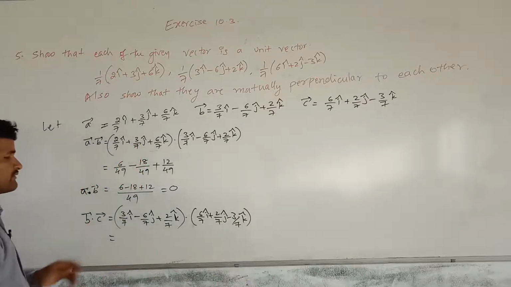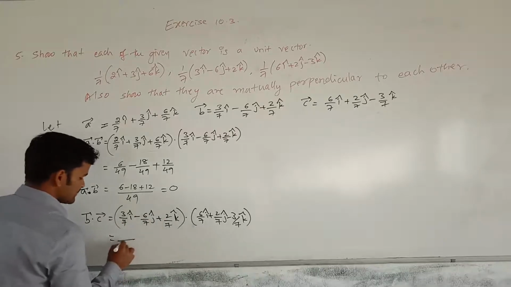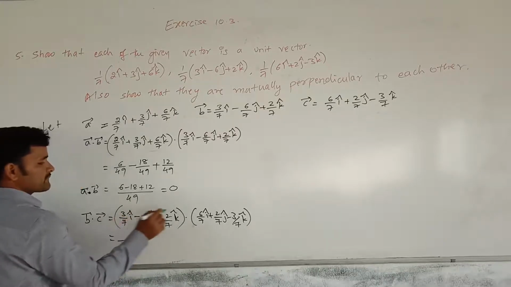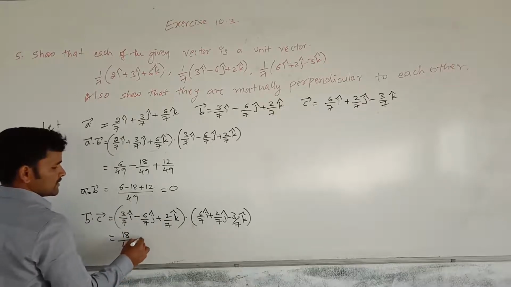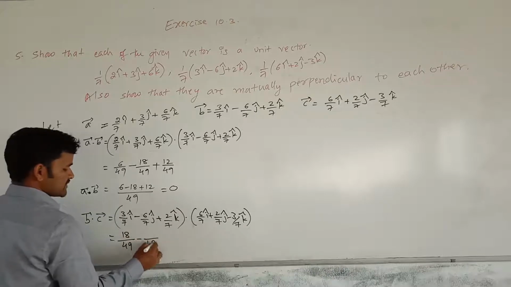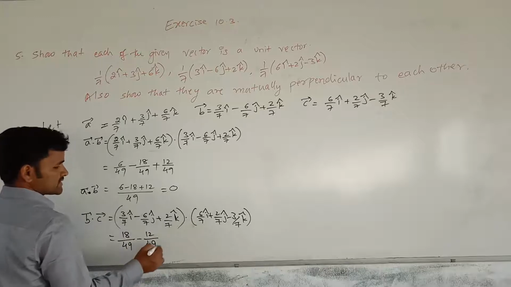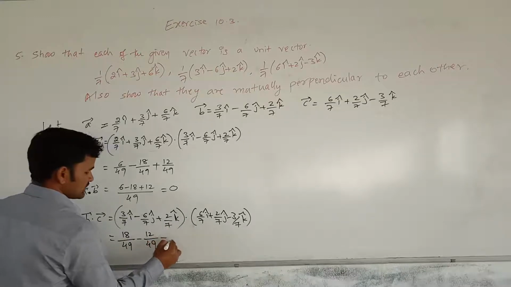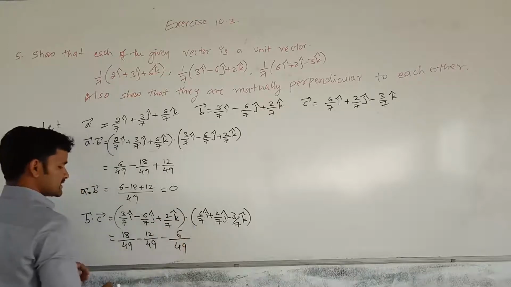Now, dot product of these two vectors. 3 by 7 into 6 by 7, 7 into 7 is 49, 6 into 3 is 18. Next, minus into plus, minus, 7 into 7, 49, 6 into 2 is 12. Next, 7 into 7, that is 49, 2 into 3 is 6.